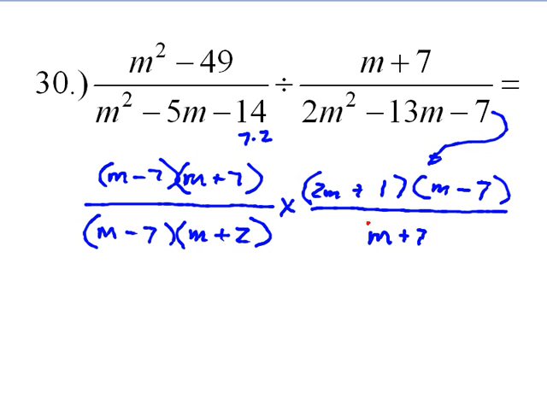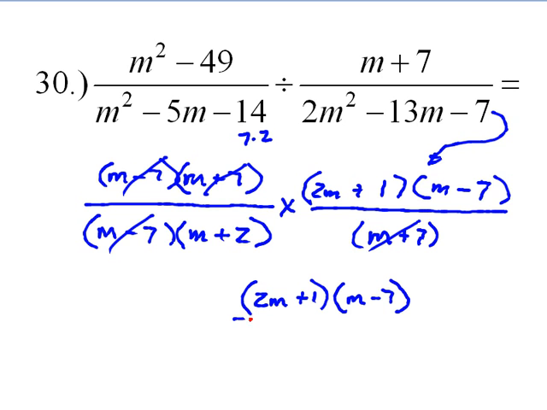Okay, let's see. I can take our 7 plus 7's out. I can take our 7 minus 7's out. And I think that's all I can do. So let's write our answer. 2m plus 1 times m minus 7. And what we have left in the bottom is m plus 2. It greatly simplifies that problem.